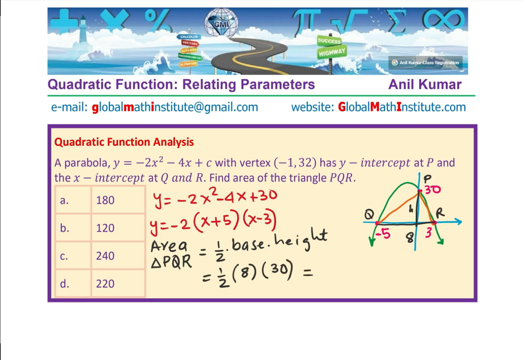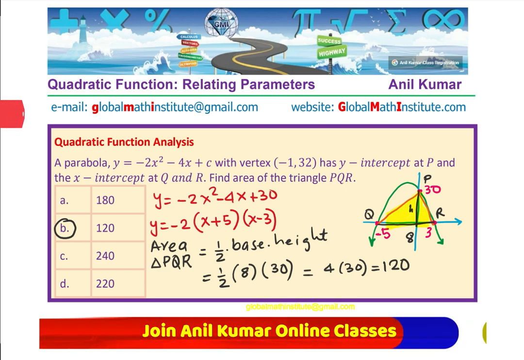So that gives you 4 times 30, right? Half of 8 is 4, times 30, which is 120. Correct? So option B is the correct option. You see how we have found the solution. So that is how you're going to find the area of the enclosed triangle, which is right there, which I'm trying to shade here now.